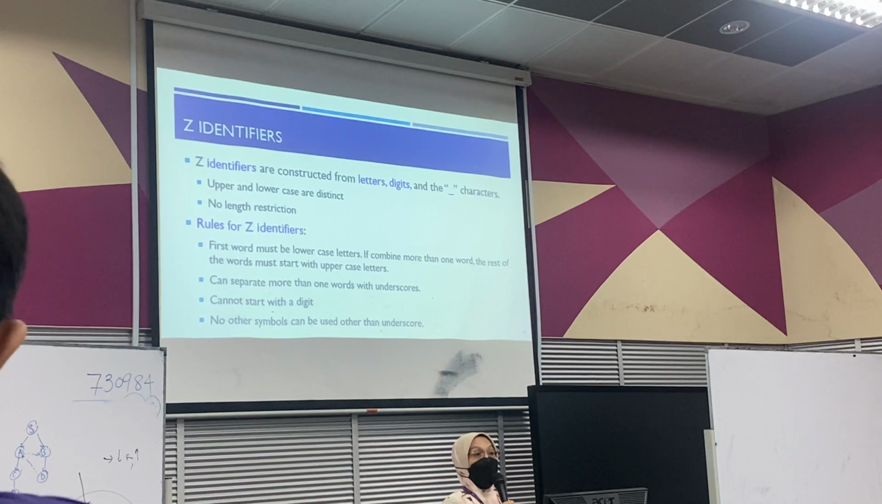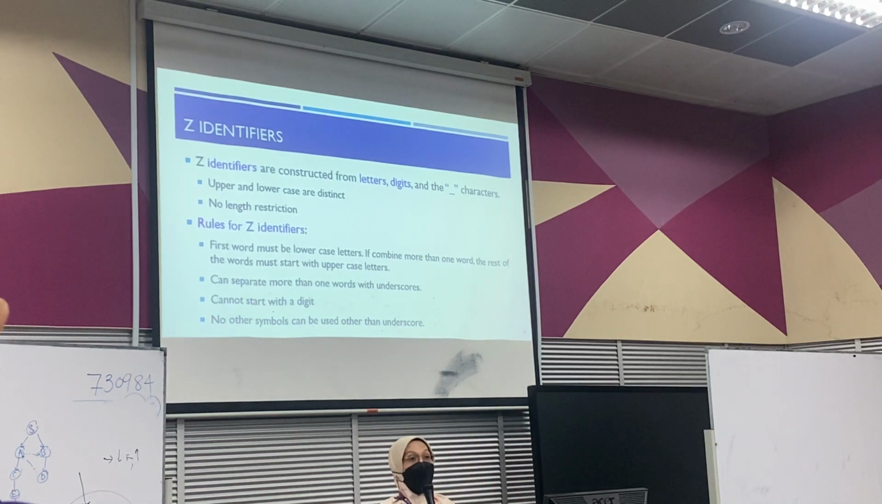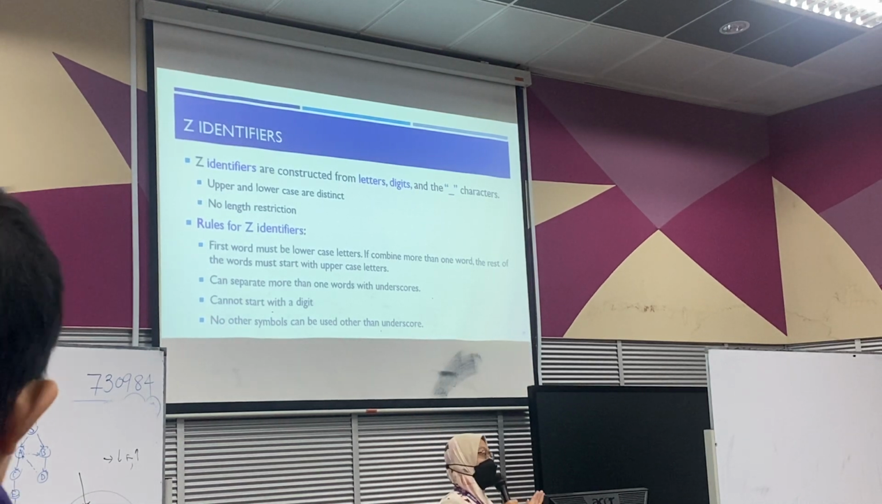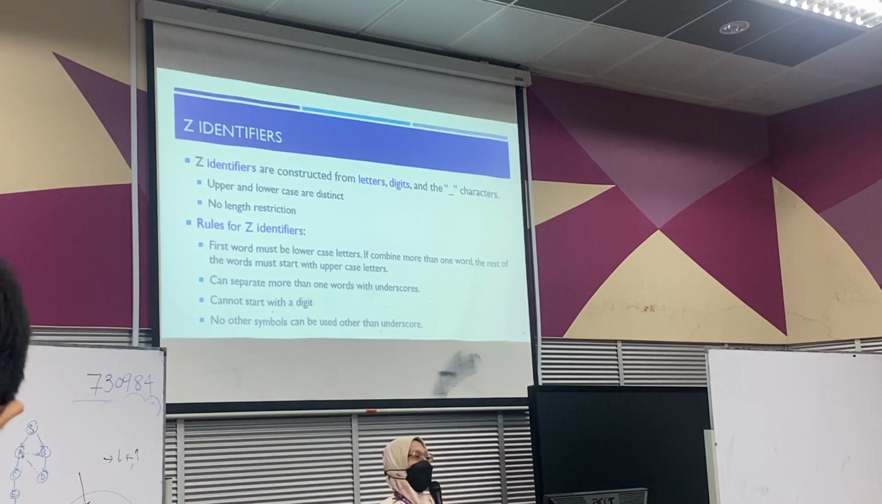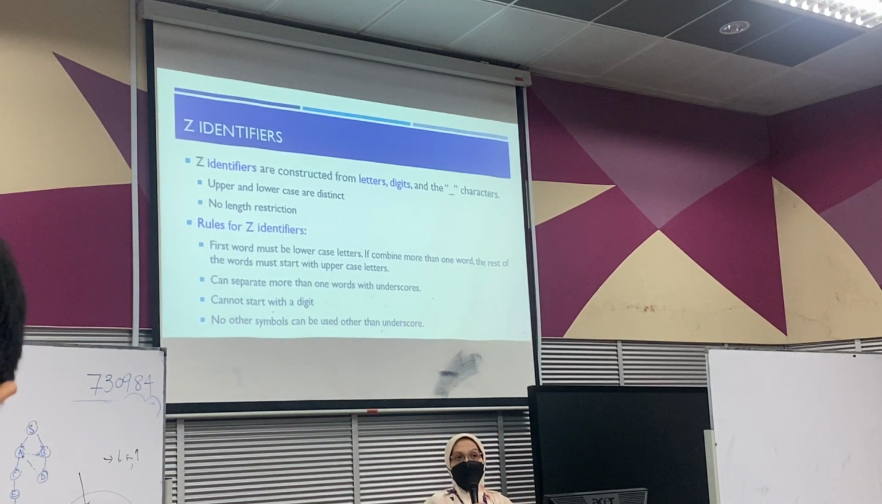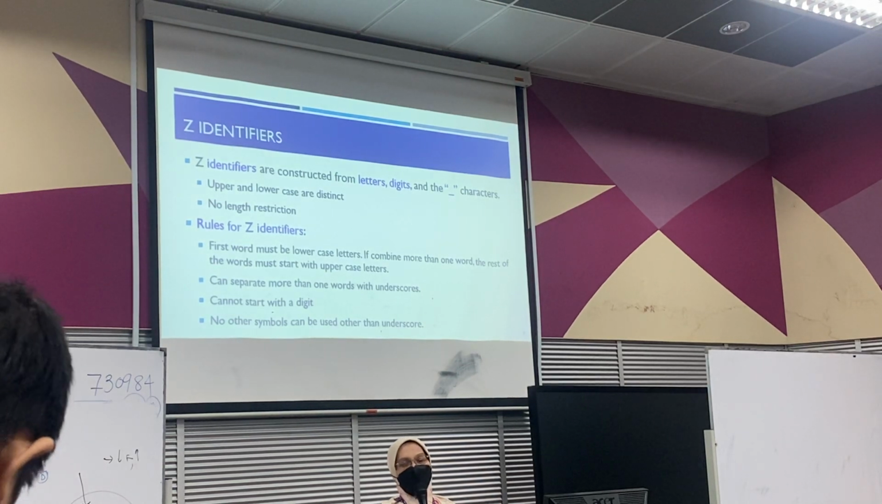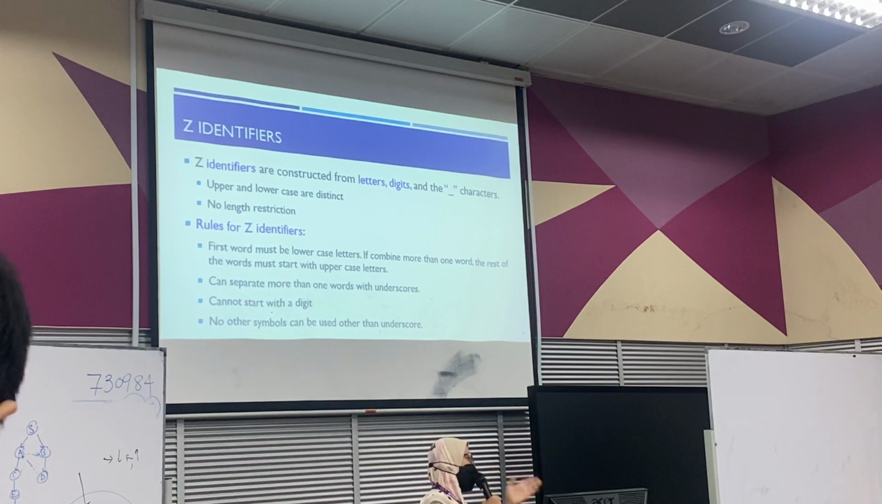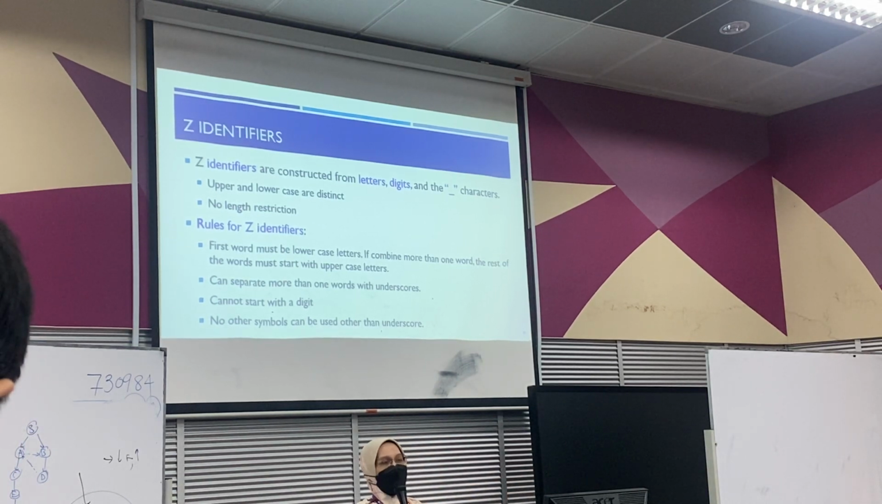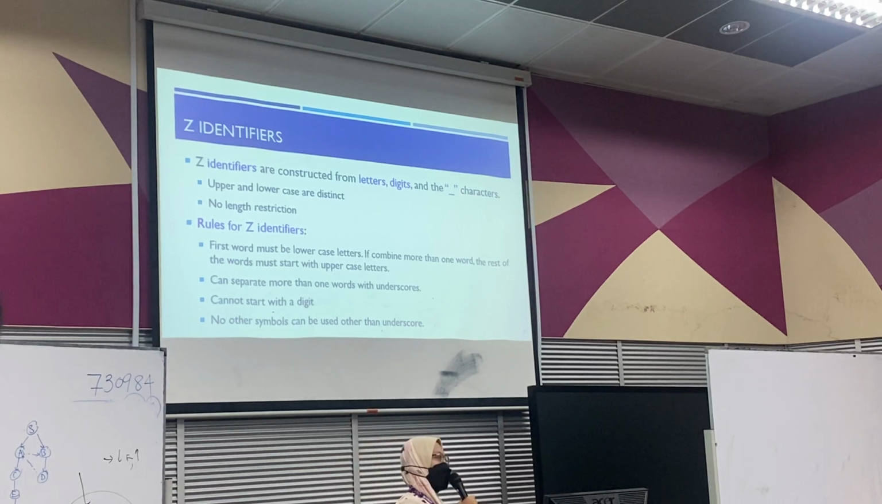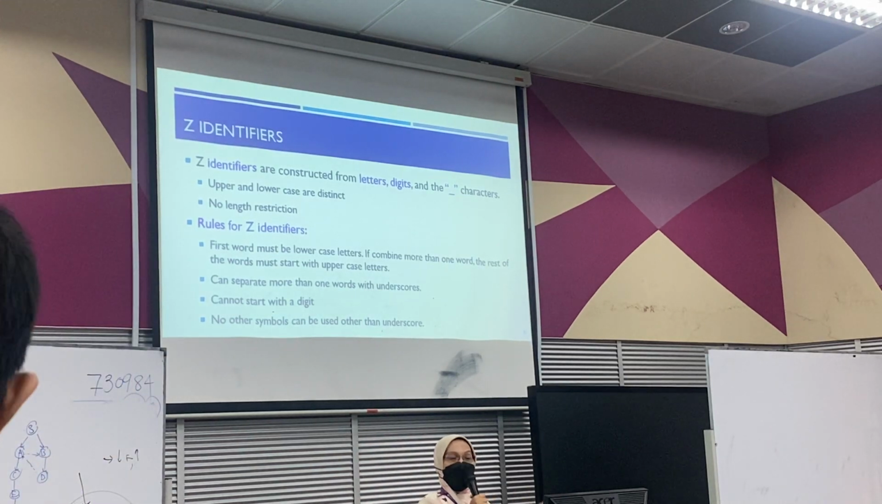It's up to you. Okay, and if you want to use digit, it cannot start with digit. You cannot start with 1 star, 2 star, cannot. You have to put star 1, star 2, star 3. You can put it in the middle, but I think seldom do we put number in the middle. You put it in front or at the back. But you can put in the middle, no problem. You cannot put in front.